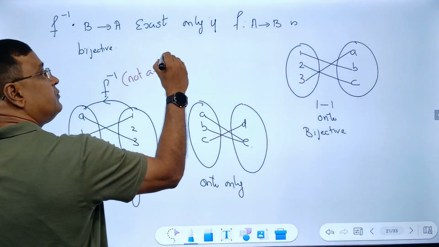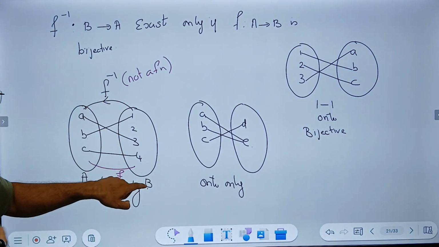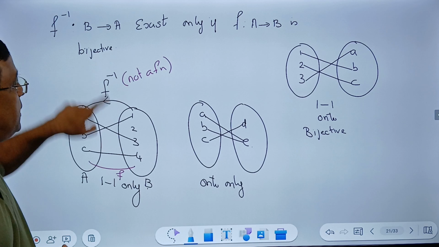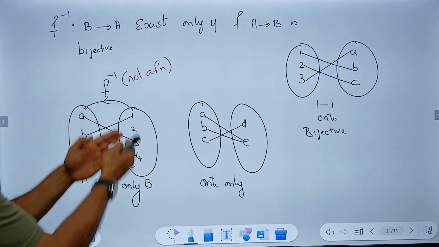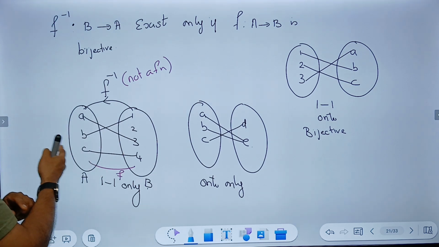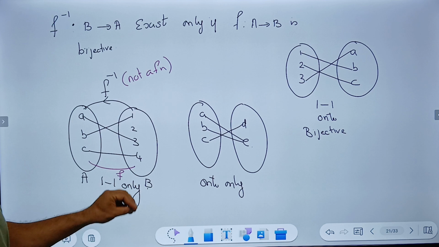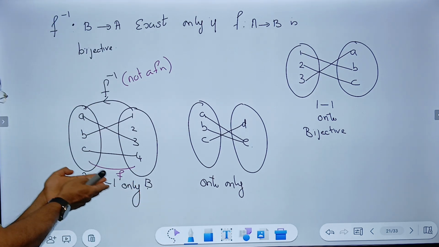Why? It is not a function because now you understand my B becomes my codomain. For f inverse, B becomes my domain. So every element of the domain is not mapped. 2 is not mapped to any element. Therefore, it violates the definition of function. Therefore, f inverse cannot be a function. Why is it not a function? Because it is only 1 to 1.